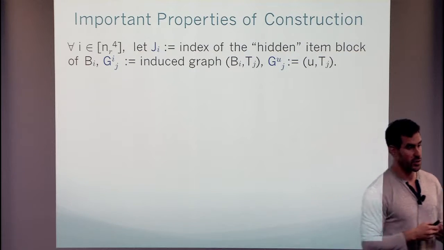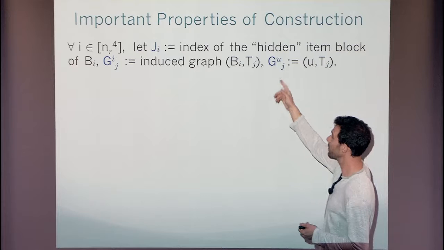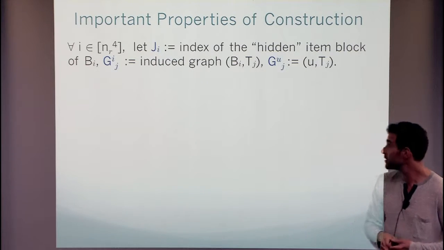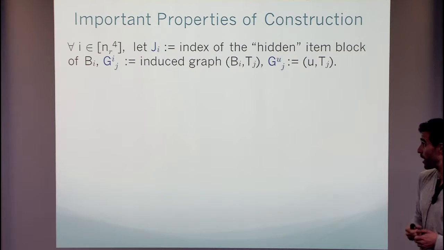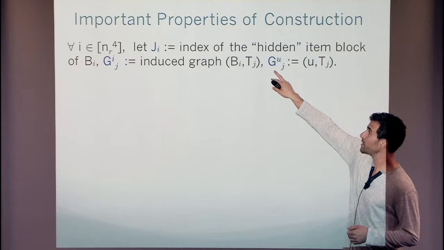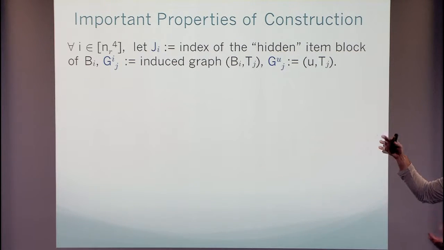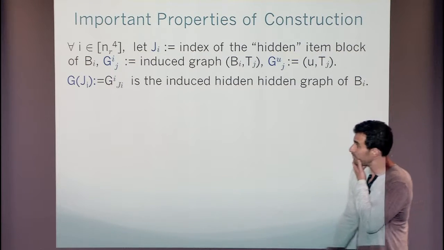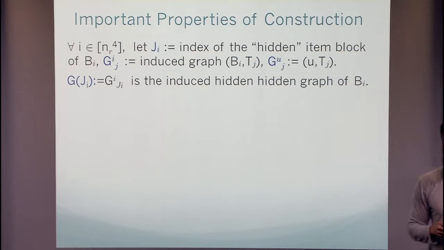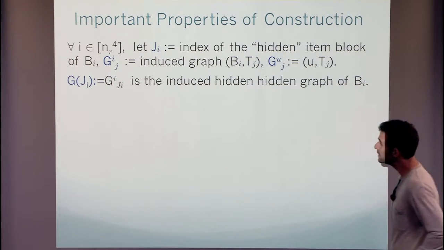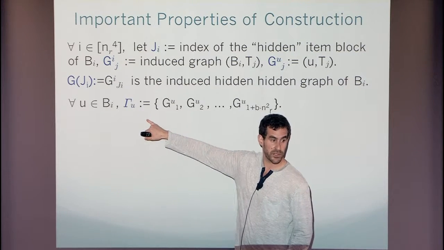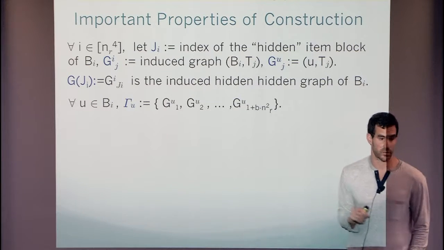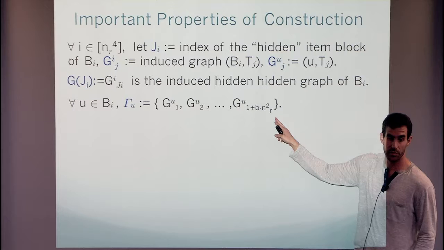Let J sub i denote the random index of the fooling block of each hidden graph. And let's denote by G_ij the induced subgraph, just the induced set of edges between the block B_i and the graph T_j. And similarly by G_uj, the projection of this induced graph only on the bidder u. So it's just the set of edges from bidder u to the graph T_j. And finally, just to avoid confusion, let's denote by G_{J_i} the hidden graph, the edges of the true graph. So in this terminology, the input of any bidder u in block i is just the set of induced graphs on all the n_r squared plus one blocks, right? He's connected to one hidden block and to the rest of the fooling blocks.